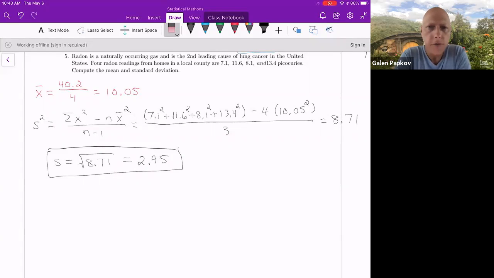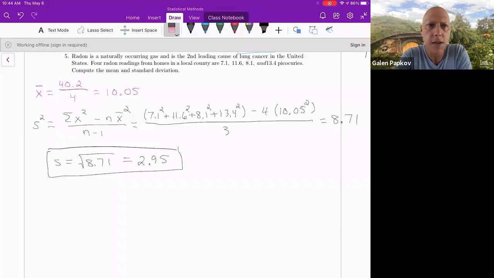You might have some different values in the computation, but in the end, you should be able to get the same answer. So going with the second approach, I needed to get the sum of the squared data values. So I squared each of the values, 7.1 squared, 11.6 squared, 8.1 squared, and 13.4 squared, added those up, minus n, which is 4, times 10.05 squared, the x bar squared value.